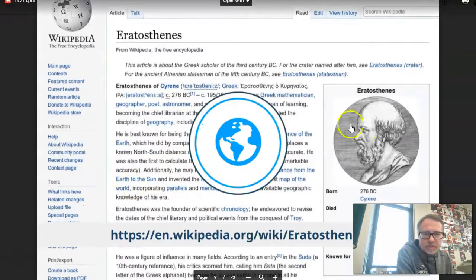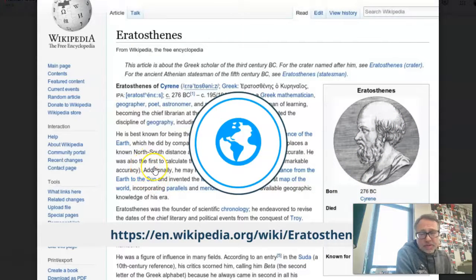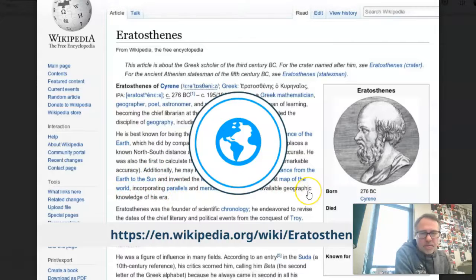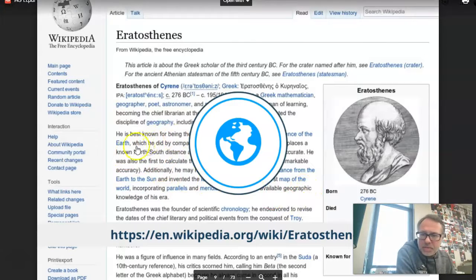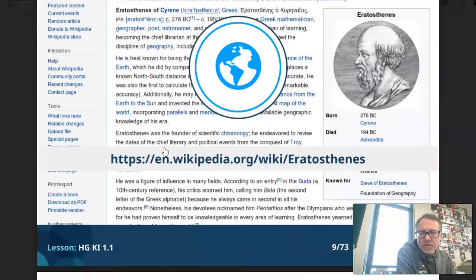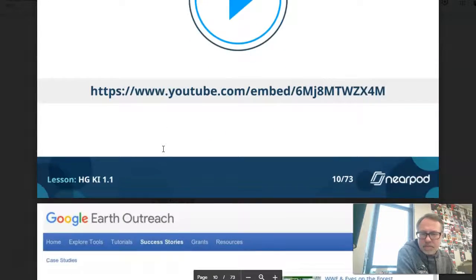So here's the guy. There's this picture. I don't know if that's what he actually looked like, but he's got a really big head that kind of looks like planet Earth. But he was really, really smart. He was a Renaissance man before the Renaissance. He calculated the distance from the Earth to the Sun, the circumference of the Earth, came up with an idea of a grid system, latitude and longitude. He was very intelligent and had a big contribution to our interest in geography.